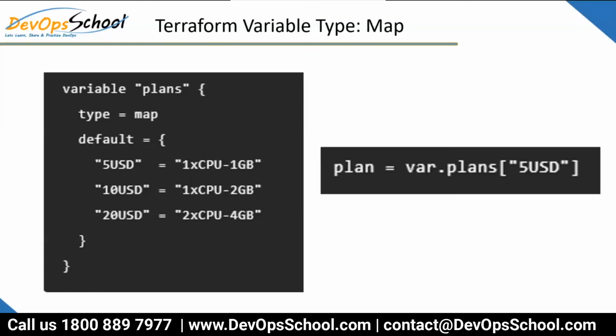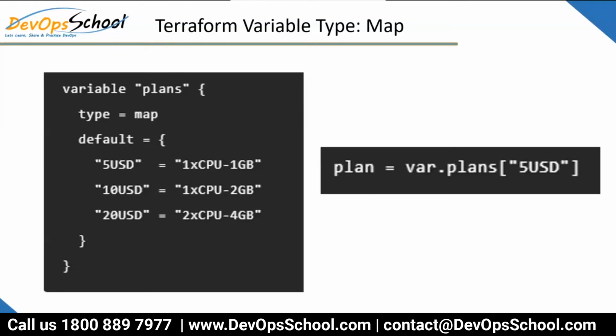Here the default value will be in key and value format. We have 5 USD, which is a key, 10 USD, which is a key, and 20 USD, which is a key. After that you have the values: CPU, 1 GB, 2 GB, and 4 GB.